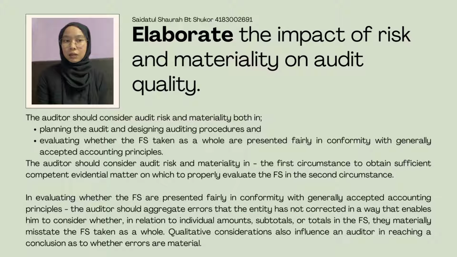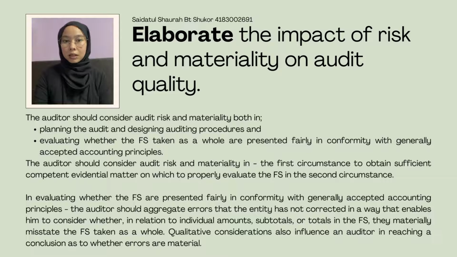The auditor should consider audit risk and materiality in the first circumstance to obtain sufficient competent evidential matter on which to properly evaluate the financial statements in the second circumstance. In evaluating whether the financial statements are presented fairly in conformity with generally accepted accounting principles, the auditor should aggregate errors that the entity has not corrected in a way that enables the auditor to consider whether, in relation to individual amounts, subtotals, or totals in the financial statements, they materially misstate the financial statements taken as a whole.